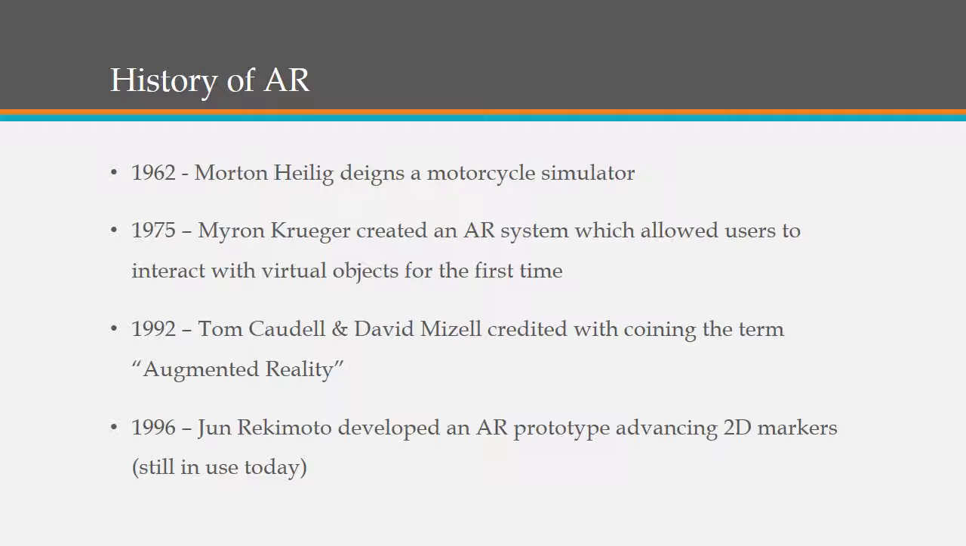1992, Tom Caudell and Dave Mizell are credited with coining the term augmented reality. And then in 1996, Jun Rekimoto develops an augmented reality prototype called NaviCam and advances the idea of the 2D matrix marker. These markers are currently still in use today.